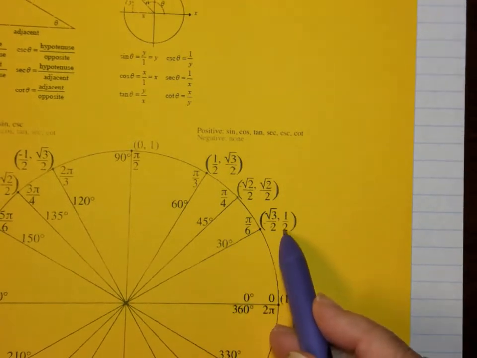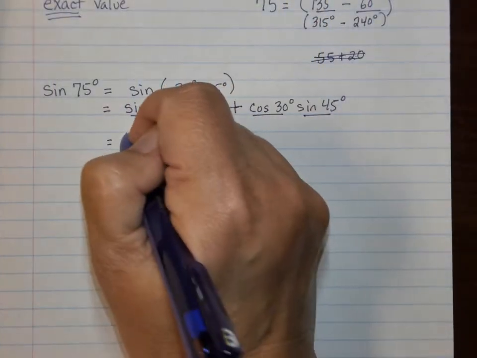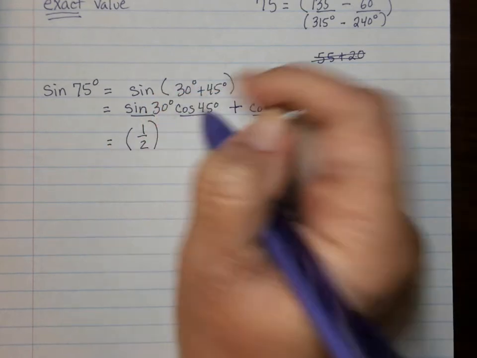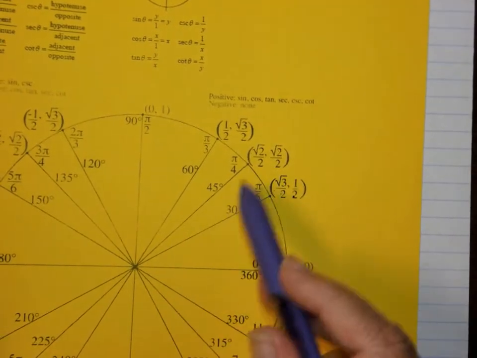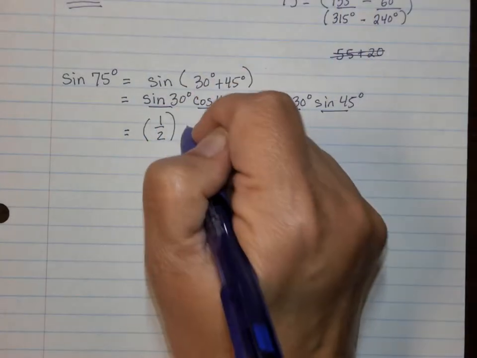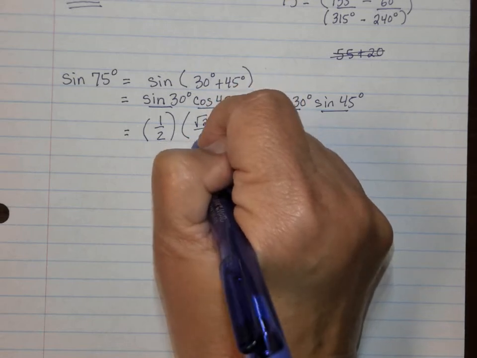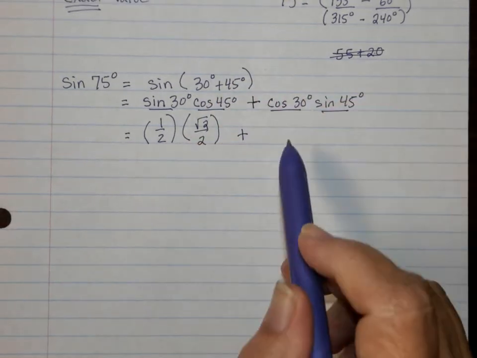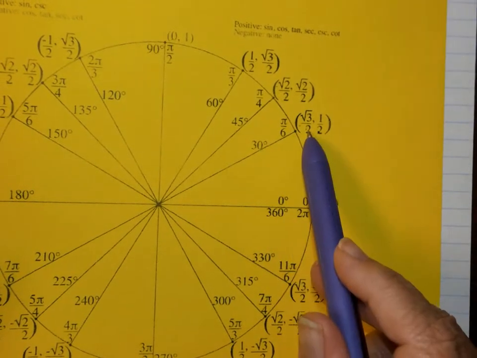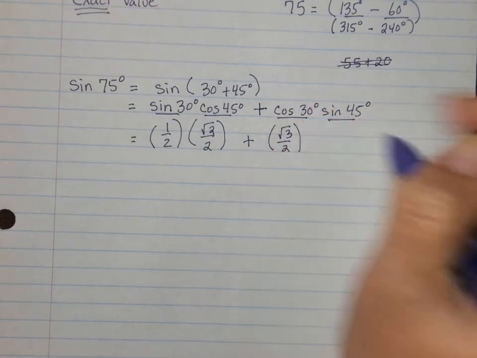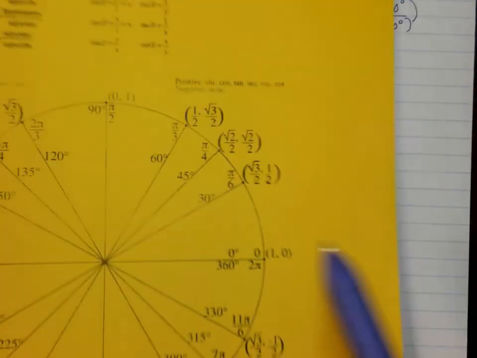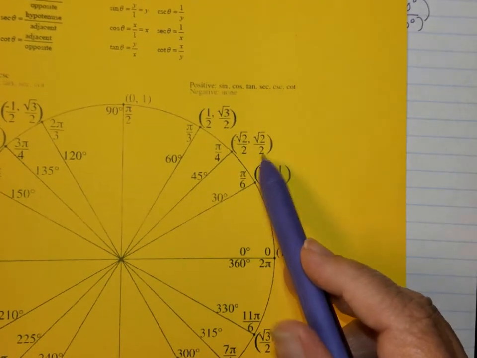So, sine of 30 degrees. Sine of 30 degrees is 1/2. Cosine of 45 degrees. Cosine 45 degrees. Square root of 2 over 2. Cosine 30 degrees. Square root of 3 over 2. Sine of 45 degrees. Square root of 2 over 2.